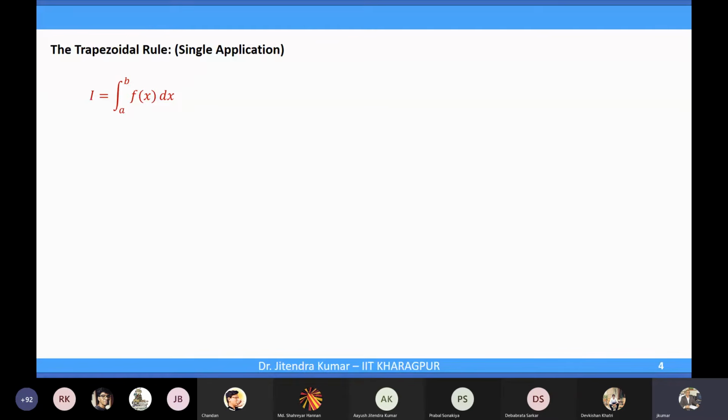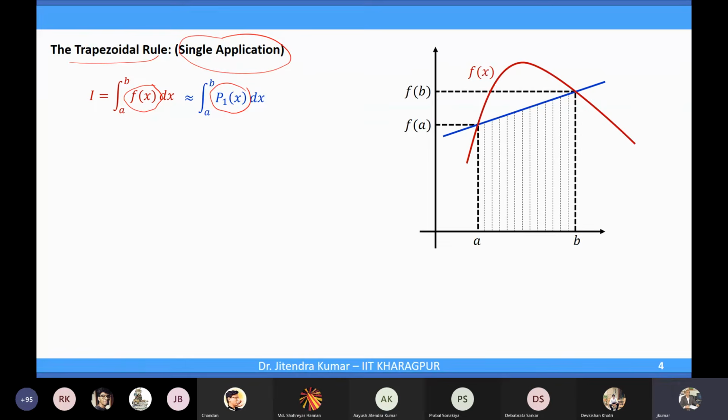So the trapezoidal rule, and I have written here single application. What does that mean? I will come to that point. Suppose your integral is from a to b of f(x) dx. Wherever you have a query, please let me know. It is a very simple topic, and hopefully we'll finish it today itself. In this trapezoidal rule, the idea is that we will replace this f(x) with a polynomial of degree 1, that means a straight line. What that straight line is, and its connection to f(x), I will explain in a minute.